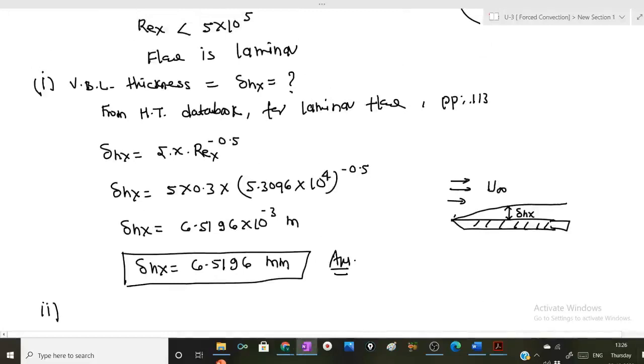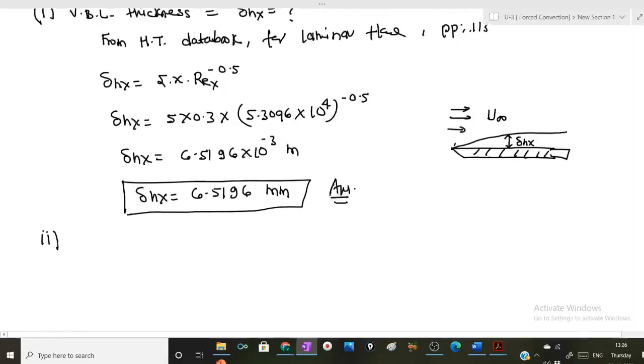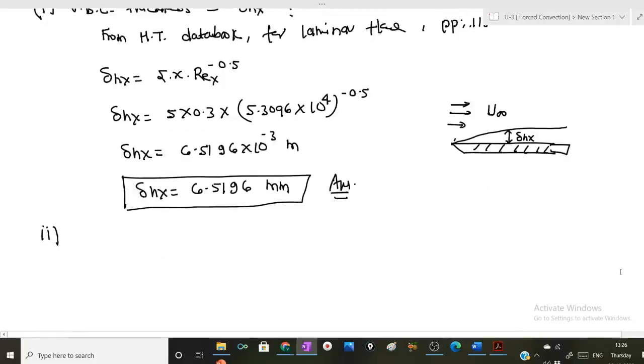Now, next is thermal boundary layer. Next is thermal boundary layer thickness. It will be represented by delta Tx.